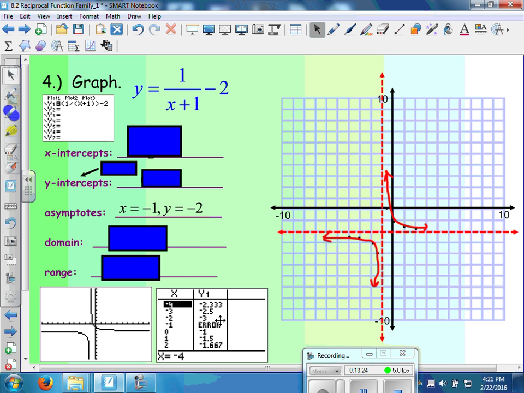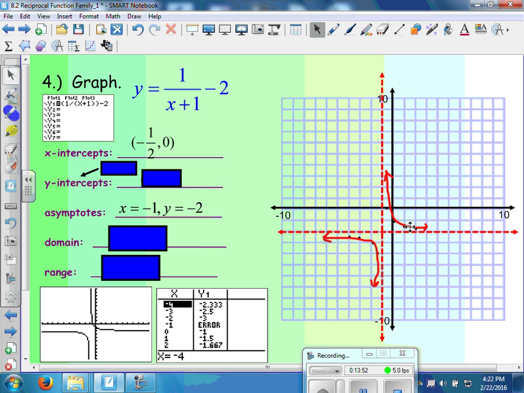For your x-intercepts, you can go ahead and do second calc zeros, or you can set the equation equal to 0 and solve for x. You would add 2 to both sides, and you could solve a proportion if you choose. Pause the video and calculate your x-intercept. For this particular problem, you're going to get negative 1/2 as your x-intercept.